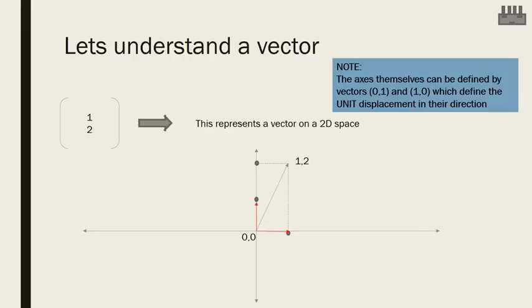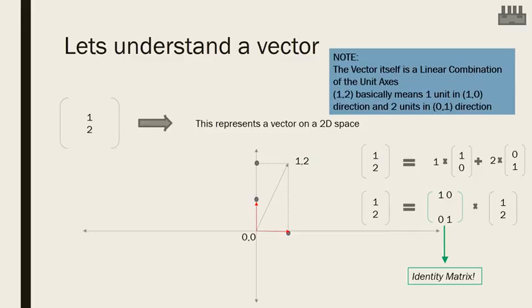In this case, you can just think of the axis as 1, 0 on the x-axis and 0, 1 on the y-axis. These are the two unit axes, and any vector can be considered as a linear combination of these axes, as we'll see down the line. So 1, 2 is a vector, and you can represent it as a linear combination of 1, 0 and 0, 1, as you can see in the equations here.